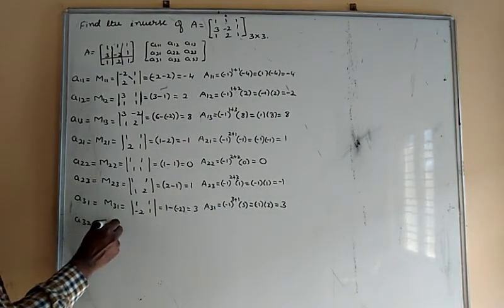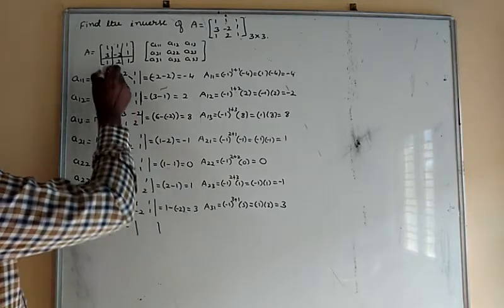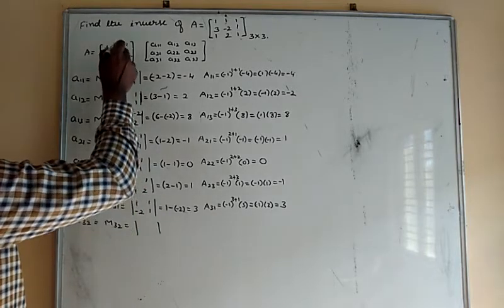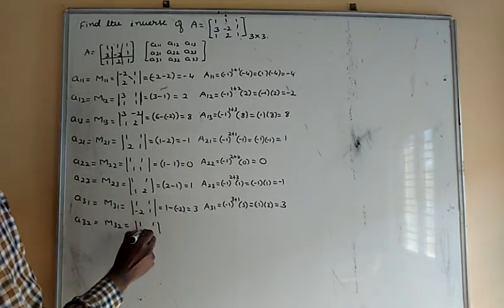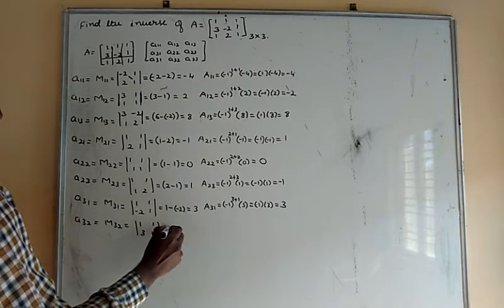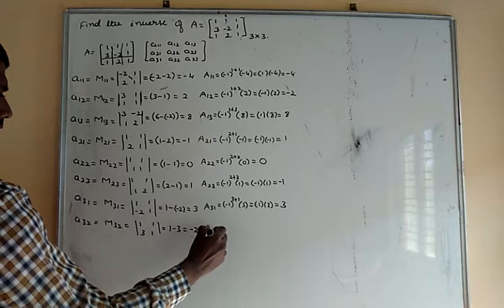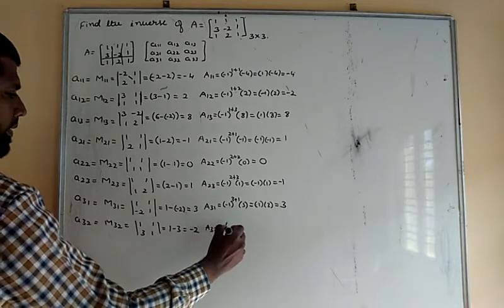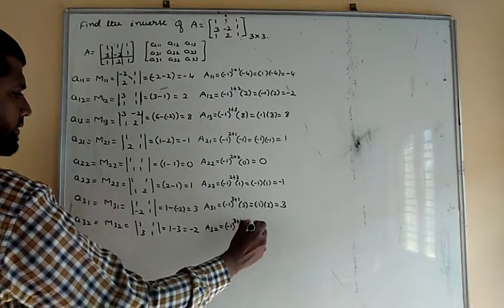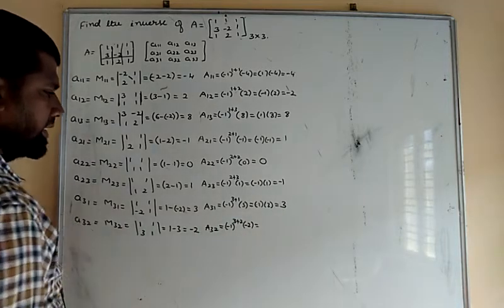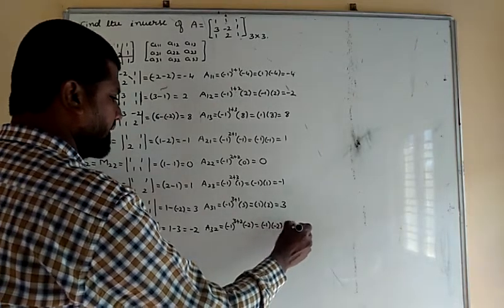Then next, A32. A32 means M32. M32 means here, third row and the second column. Third row and the second column means 1 1 3 1. That is equal to 1 minus 3, that is equal to -2. A32 is equal to (-1)^(3+2) into -2. Here the power is 5, then -1 into -2 is equal to plus 2.